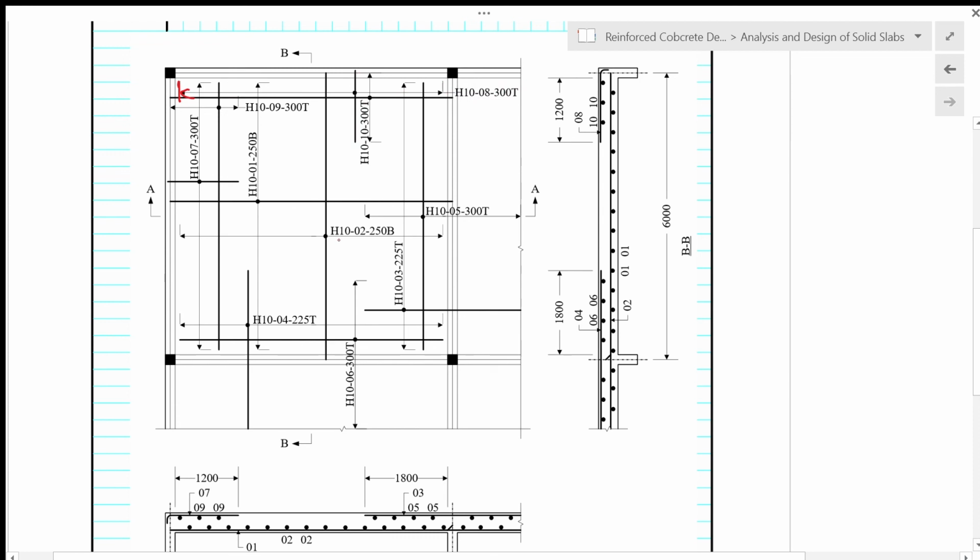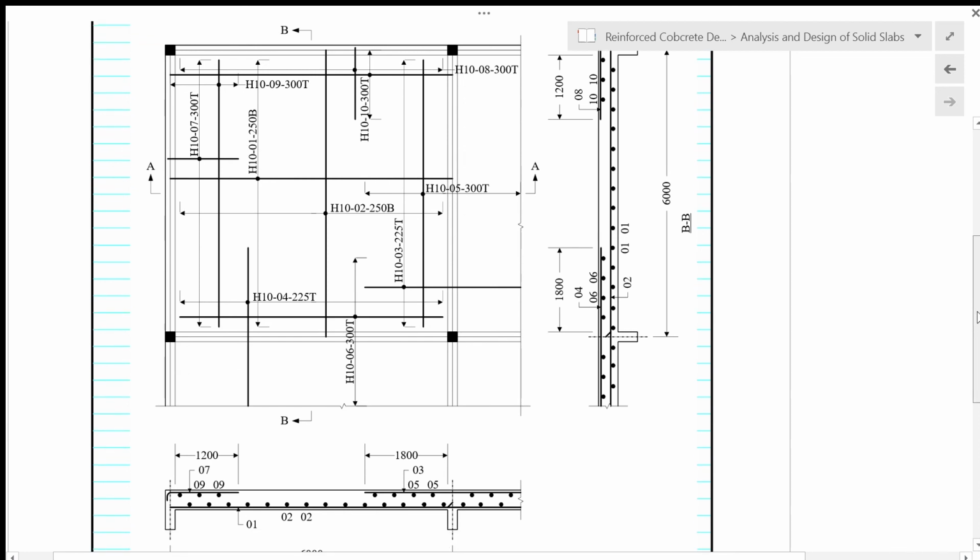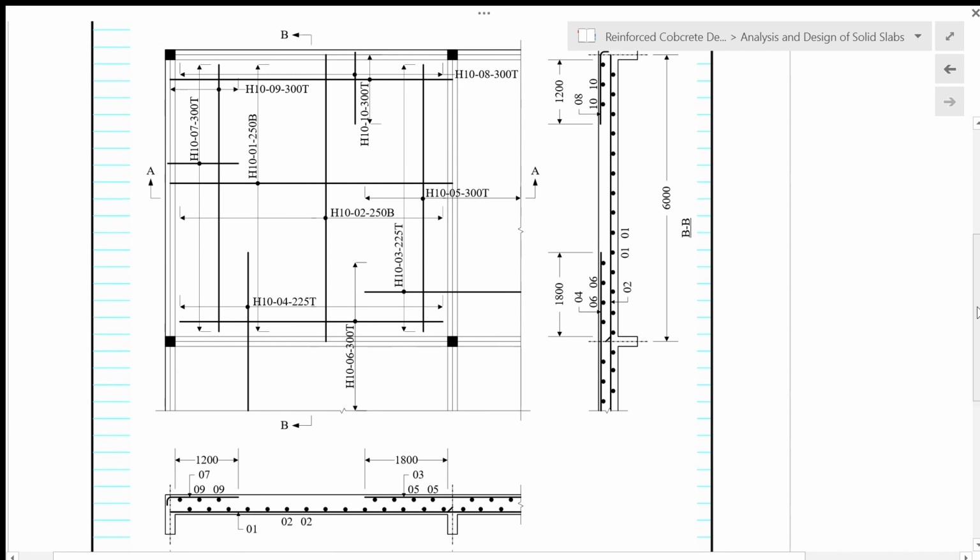And then bar number 10 are the bars that are the distribution steel for bar number 8. So bar number 10 has to be provided of this length. The length of bar number 10 is this length here, and then it has to be distributed within this region here at spacing of 300 mm and is at the top of the slab. Okay, so those are all the reinforcement that we need to provide in this design example.